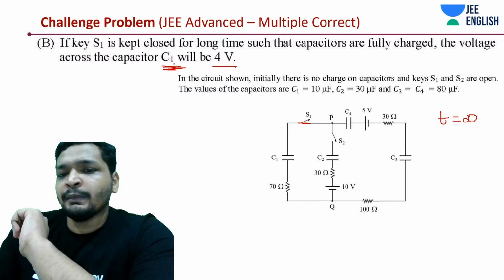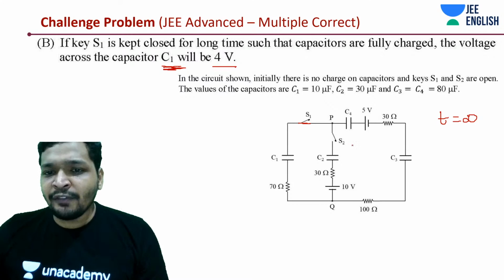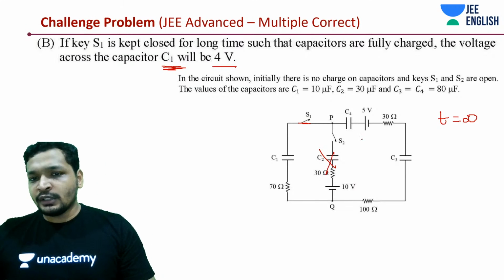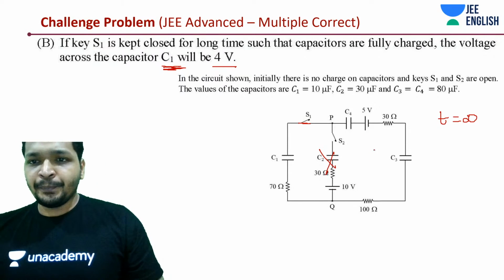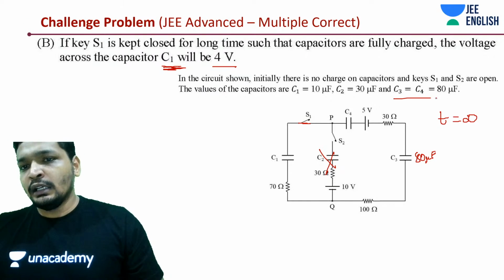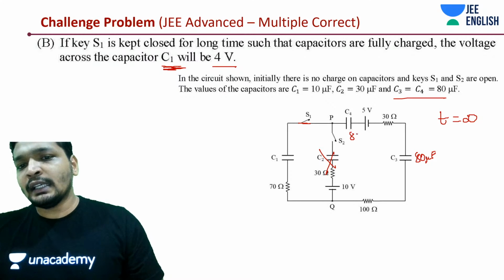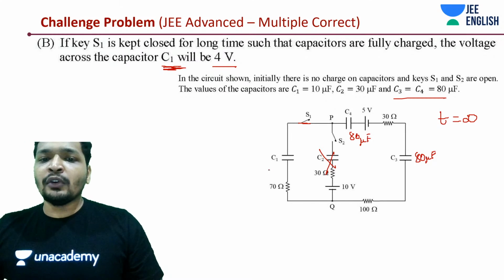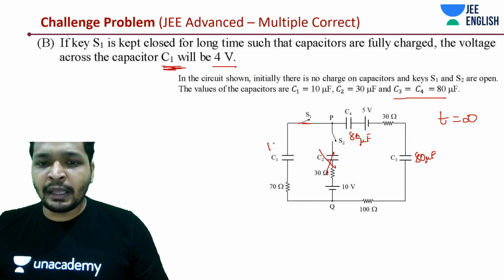This is statement number 2. We don't even need to think about this. What is the value of C3? 80 microfarad. And C4 is also 80 microfarad. And what about C1? C1 is 10 microfarad.